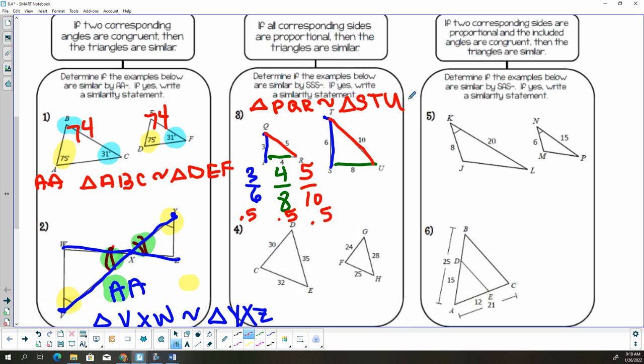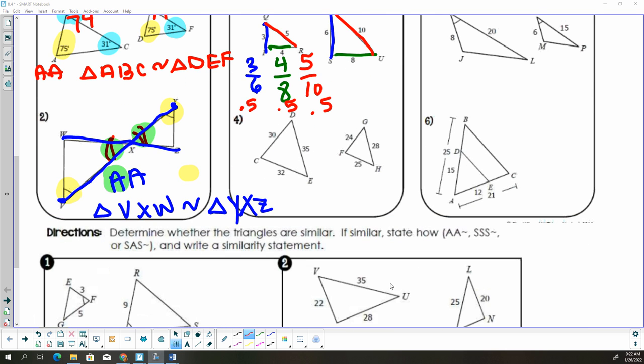All right, I would like you to try example 4. Are they similar or not similar? No? All right, let's take a look. So we have 30 over 24, 35 over 28, and 32 over 25. If we take a calculator and divide each one, let's see what we'd get.